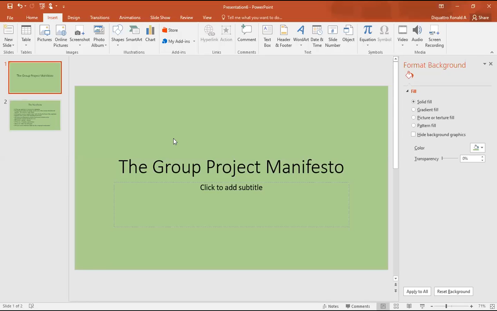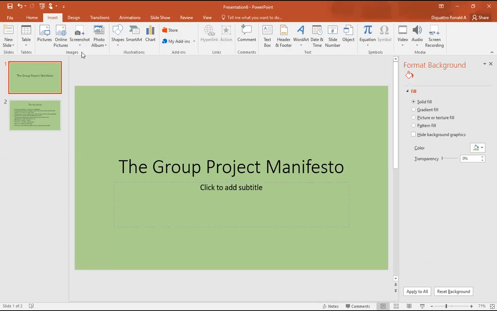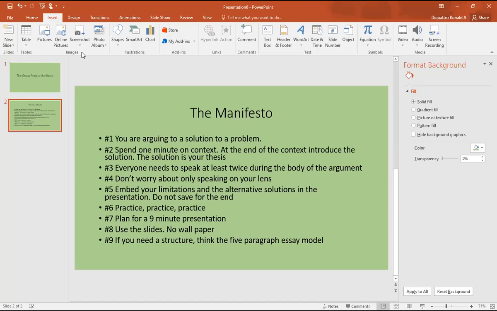So here is the group project manifesto. Okay. These are the things that you need to be considering as you put together your arguments. So when in doubt, use the manifesto. Okay. If you can go on your own, sure. But I know this is tried and true and this will work well to get through a complicated group project. So here are the rules.